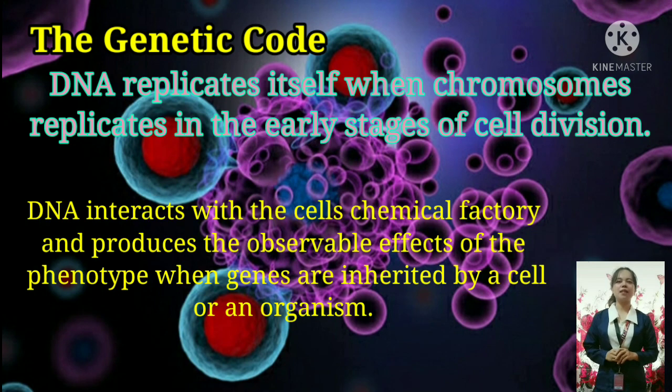DNA interacts with the cell's chemical factory and produces the observable effects of the phenotype when genes are inherited by a cell or an organism. DNA regulates the production of enzymes in the cell and thereby enables the cell to perform the complex cellular chemical reactions necessary to sustain life.